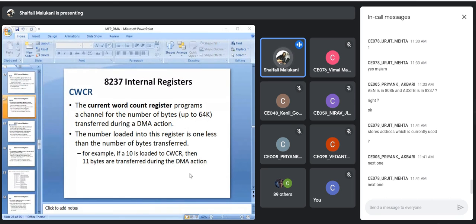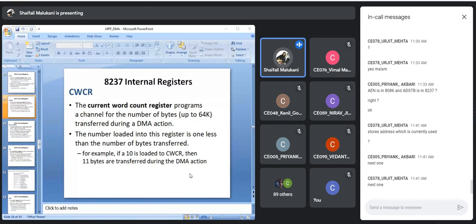Suppose I want to transfer 100 bytes, right? So that will be a count that I have to store, in the current count register. How many? Then I will decrement, then 99, then 98. That is what the count will be represented by, the current word count register.